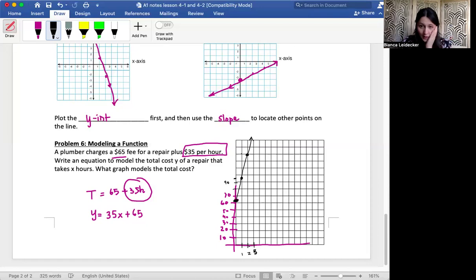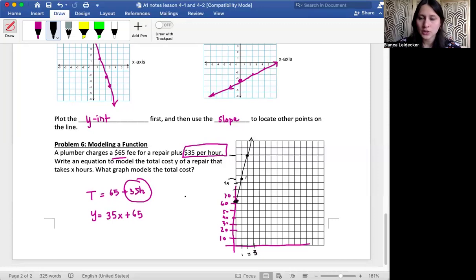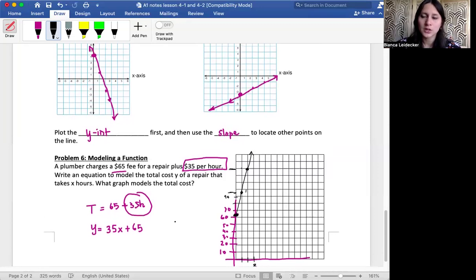So if I look 2 hours, it's going to cost me whatever this says over here. Or yeah, that's 3 hours actually. 2 hours would be over here. That would be like $95. So there you go. That's applying that function equation to a real life situation.